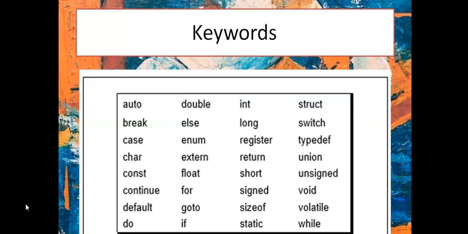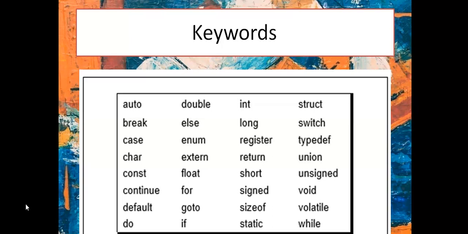Now we are going to see the set of keywords which cannot be declared as a variable name. The keywords are the special words whose meaning is already understood by the compiler. So you cannot use these words as the variable name.